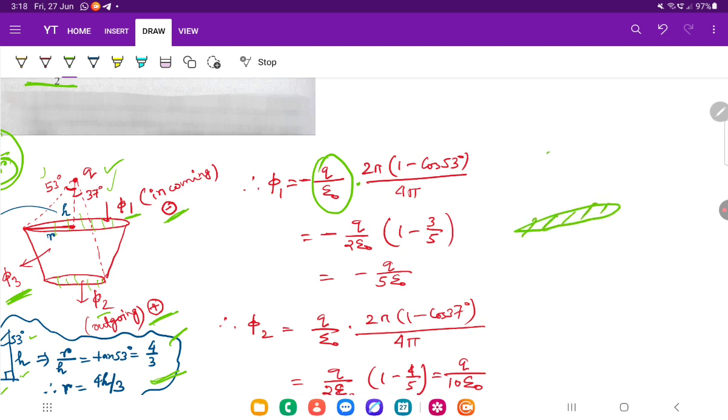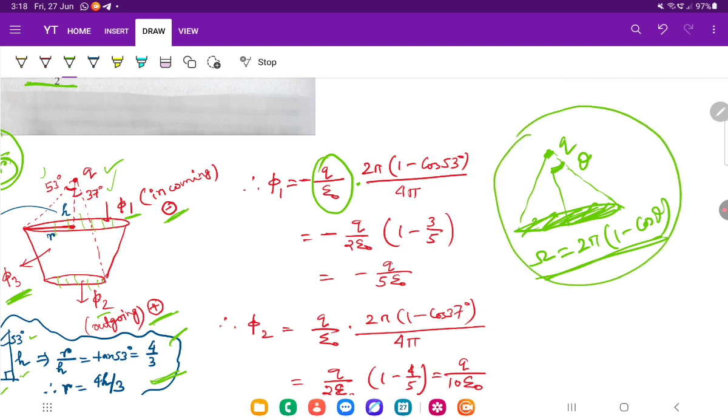If this is a circular cross section and this is a Q charge placed here, it is obvious that if we join the Q charge to the edge of that circular portion, we will get a conical shape. If the semi-vertical angle of that cone is theta, we claim that the solid angle subtended by this plane at the point where Q is placed is 2 pi times (1 minus cos theta).